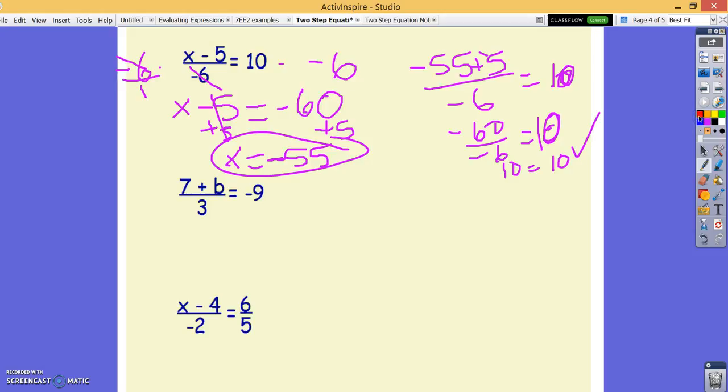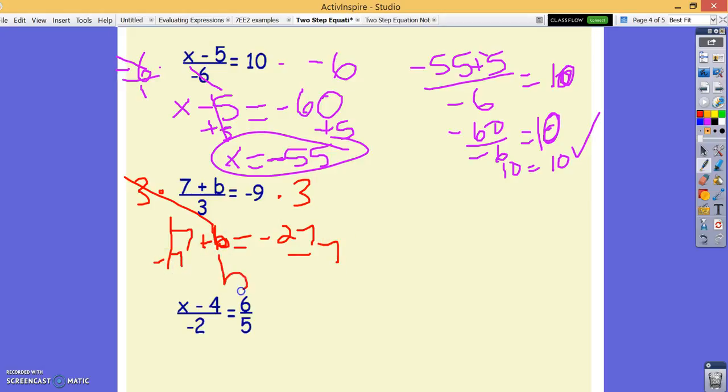Okay, hopefully you got the same answer that I did for these. The very first step that we are going to do is multiply this side by 3, multiply this side by 3. Because the top was a grouping, the only other option is to get rid of the multiplication first. So then I'm left with 7 plus b equals -27. Now I want to reverse the addition of 7, so I'm going to subtract 7 from both sides. And I'm left with b equals -34.